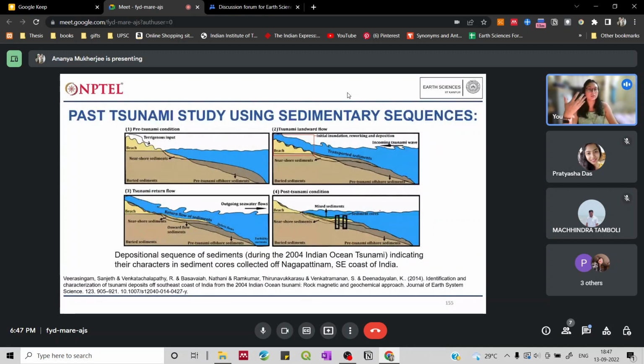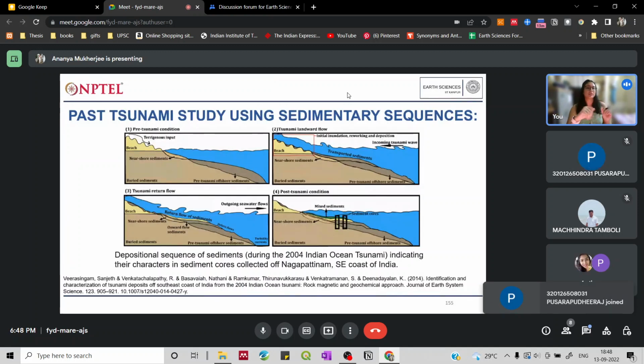Now we can understand whether any area has previously been affected by tsunamis by trying to understand the sedimentary sequences. What are sedimentary sequences? The sediments that are carried by the sea or the ocean, and how they are lying on top of past rock beds. That is what we call sedimentary sequences, a sequence of different sedimentary beds stacked on top of each other. By understanding the characteristics of each bed, we can try to identify at what point the tsunami had taken place.